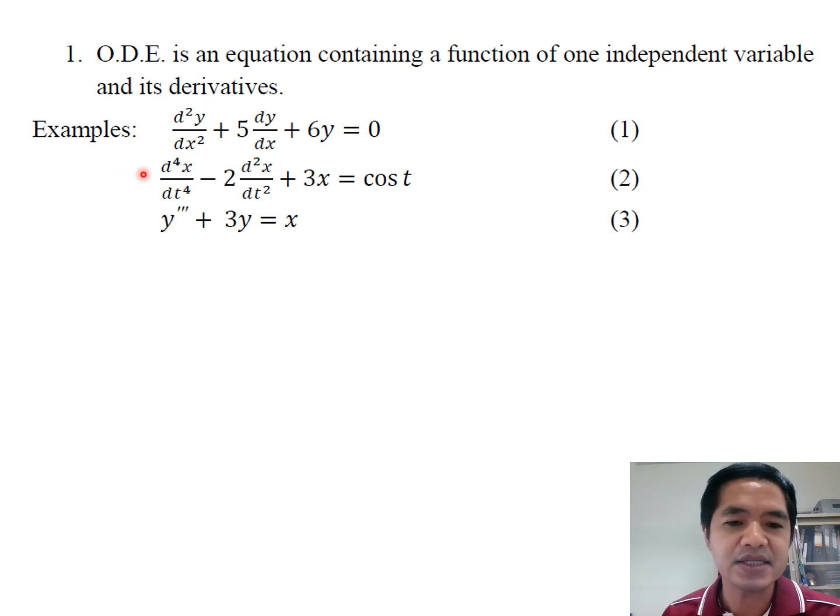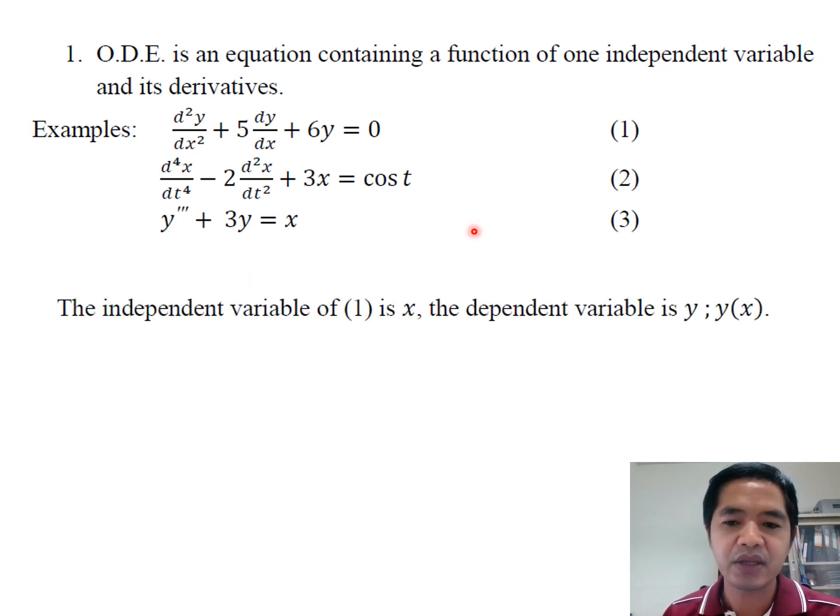and the second one is d to the fourth x over dt to the fourth minus 2 d squared x over dt squared plus 3x equal to cosine t. This is another kind of ODE. And the last example is y triple prime plus 3y equal to x. Now take a look at these three equations and see which ones are the dependent variables and which ones are the independent variables.